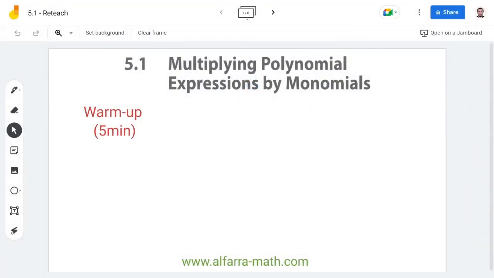Today we're going to start a new lesson, 5.1: multiplying monomial expressions by monomials.